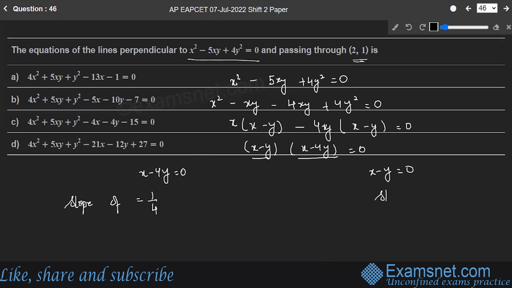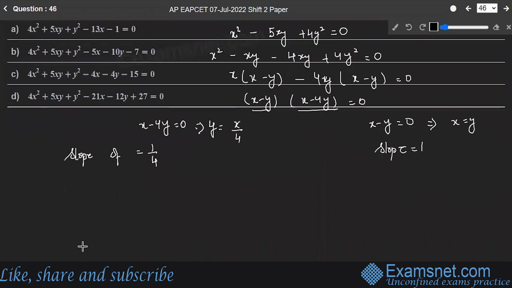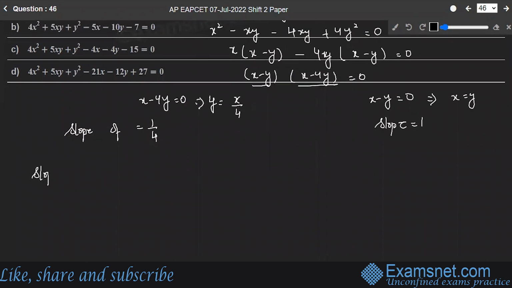And what will be the slope in this case? It will be 1. I hope you know this. This can be written as y is equal to x upon 4, so the slope is 1 by 4. Over here, I can say x is equal to y, so the slope is 1. Now, if we are talking about the lines which are perpendicular to this, the slope of the perpendicular line will be minus 4. And over here, the slope of the perpendicular will be equal to minus 1.